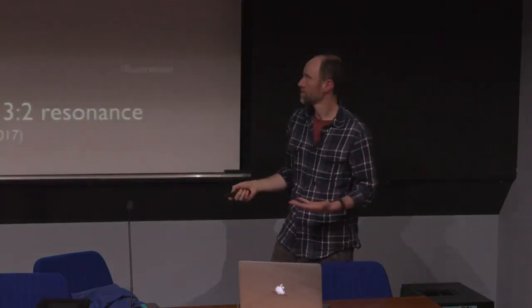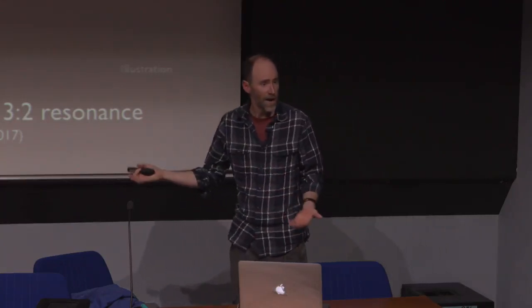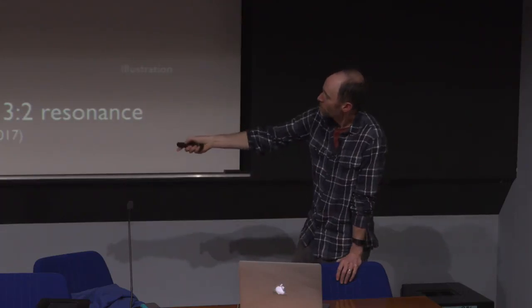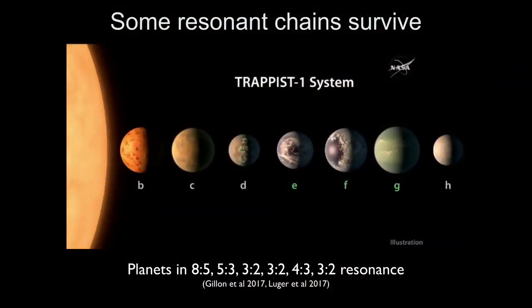And like we saw earlier, some resonant chains must survive. Things like TRAPPIST-1, right? These are in order. Here are all the resonances in the TRAPPIST-1 system: 7 planets all in one long resonant chain. So some fraction of those survive.